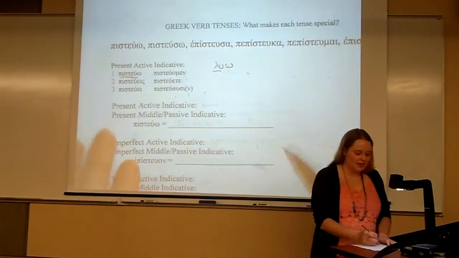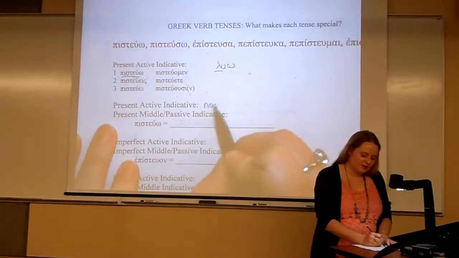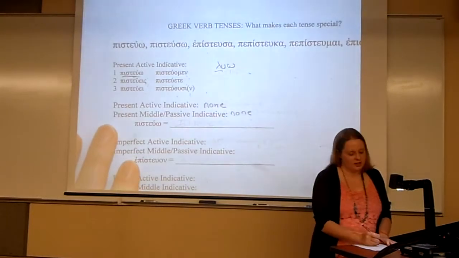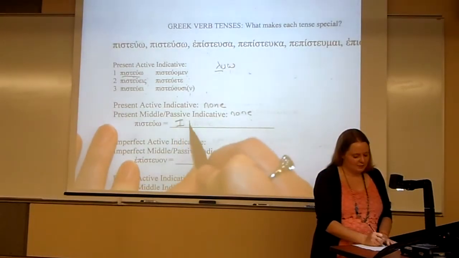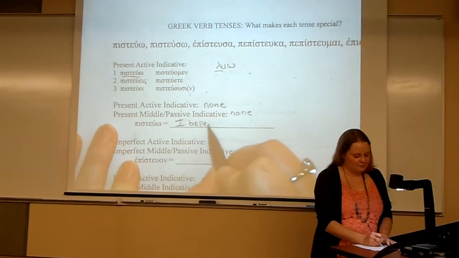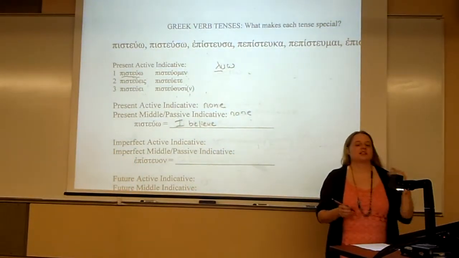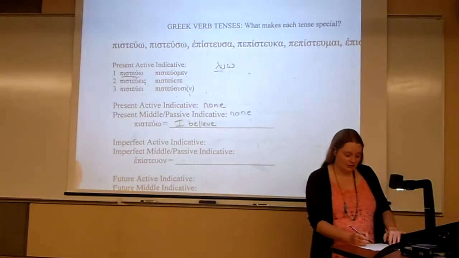Those you just have to learn. They don't have any defining characteristics, so here you'd actually put none. There's nothing defining about them, you just have to know them. They're the present tense ones. Pistuo means I believe. But if you know that, then it's going to make all the other verbs easier because all of them have characteristics that you can recognize.